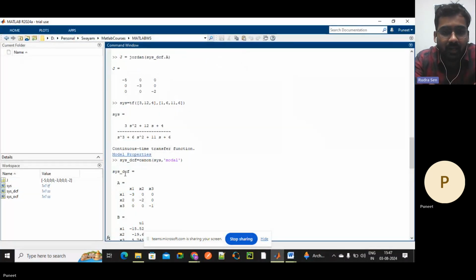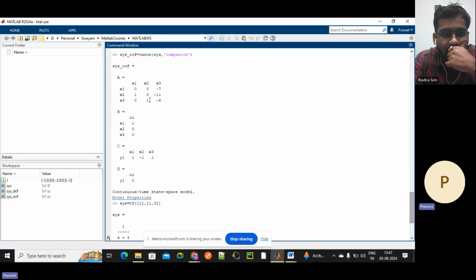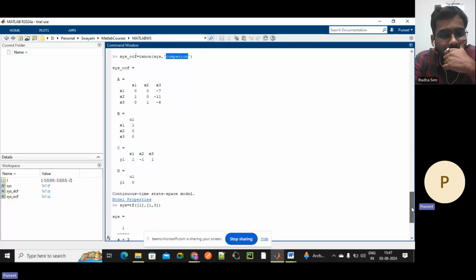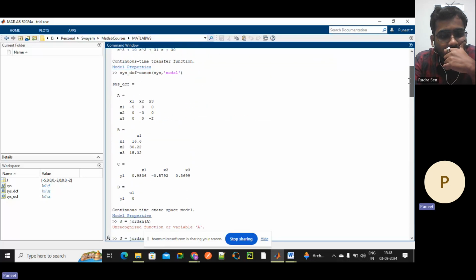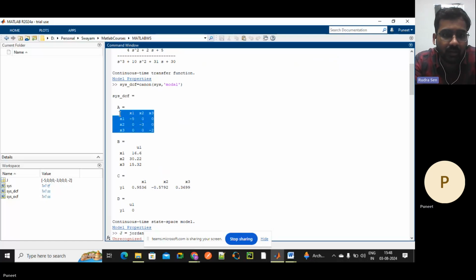One is DCF, that is the diagonal canonical form. Yes, this is the diagonal canonical form, and the other thing is OCF, the observable canonical form. For that, we use the companion mode. I think MATLAB has given that in the properties. I think when you use the companion form, you get the exact observable structure that you have studied in this course, right? There is nothing wrong with that.